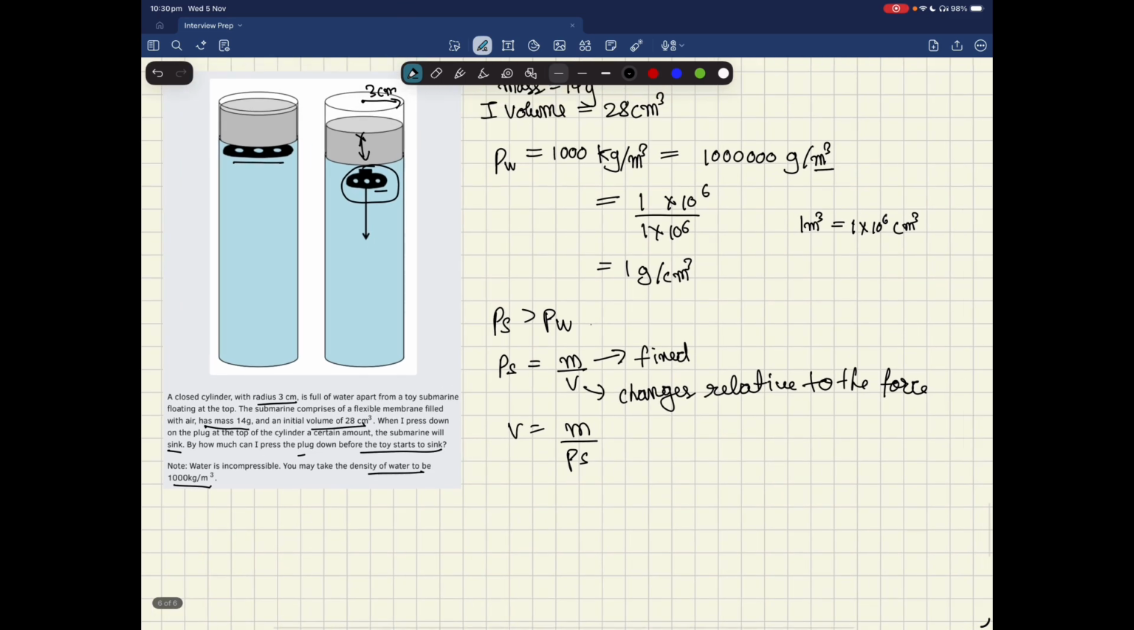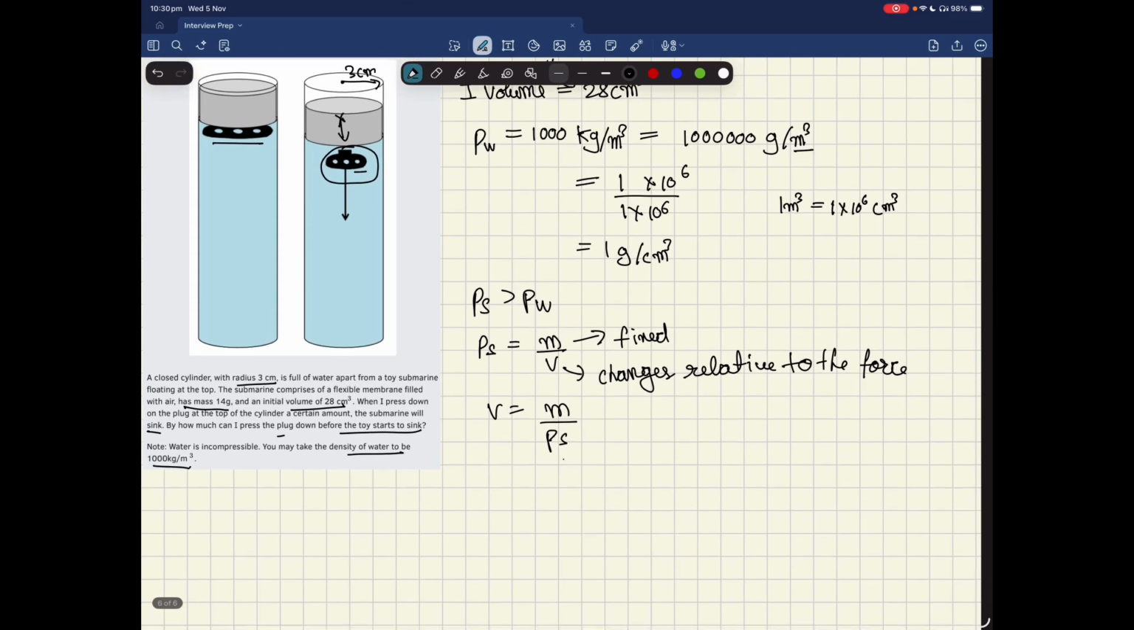Now, we want the value of this density to be greater than the value of density of water, which we found as 1 gram per centimeters cubed. So I can sub 1 into there to find the value of V, which is M over 1. So at this value of V, the density of the submarine would be exactly the same as the density of the water. So it would just start to sink.